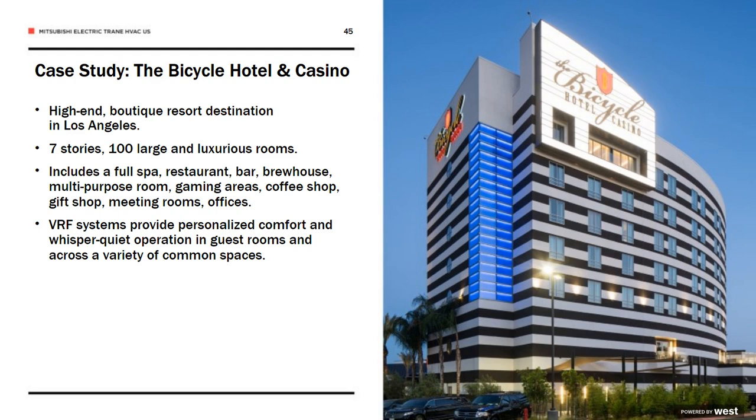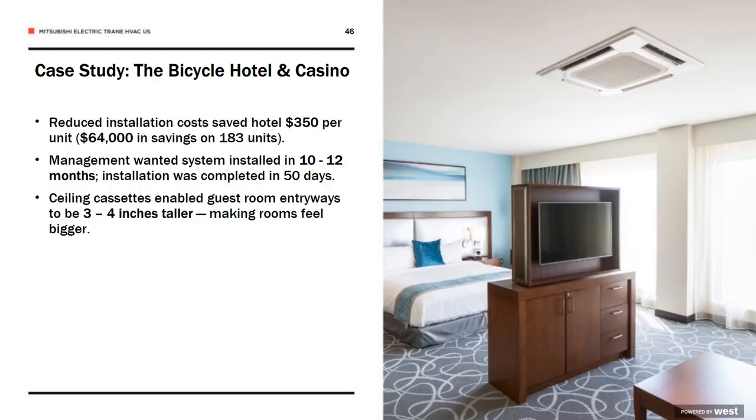In addition to the hotel, the building also includes a full spa, restaurant, bar, offices, fitness areas, meeting spaces, and more. When designing the hotel, the engineer and architect were looking for a high-performance, unobtrusive HVAC solution to provide personalized comfort and whisper-quiet operation in guest rooms and across a variety of spaces. They turned to a variable refrigerant flow system to satisfy those needs.